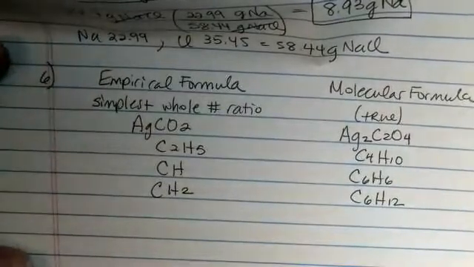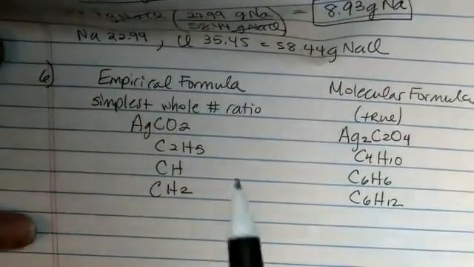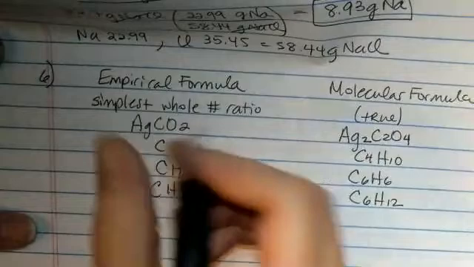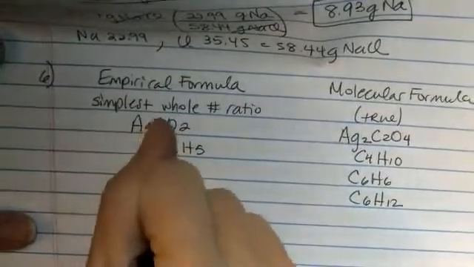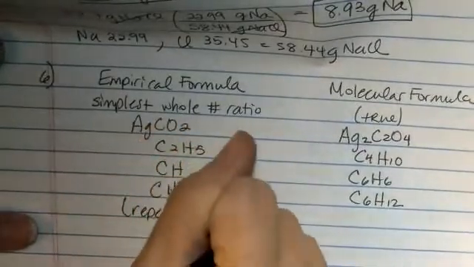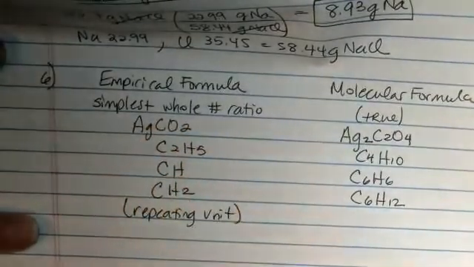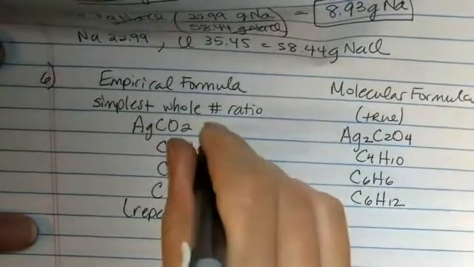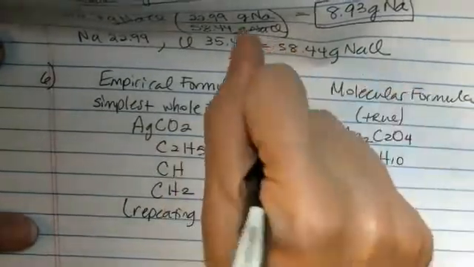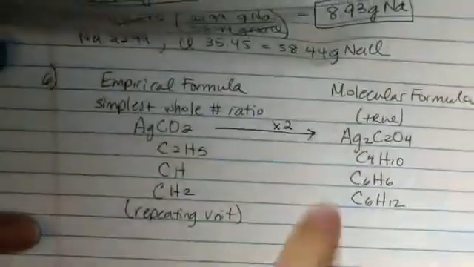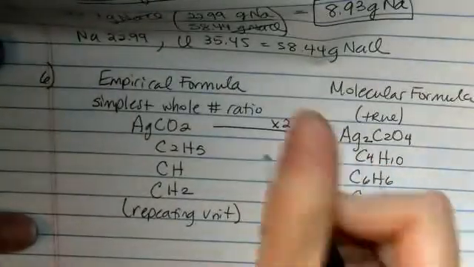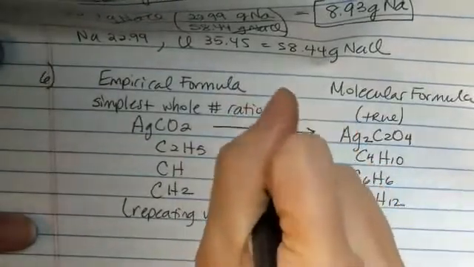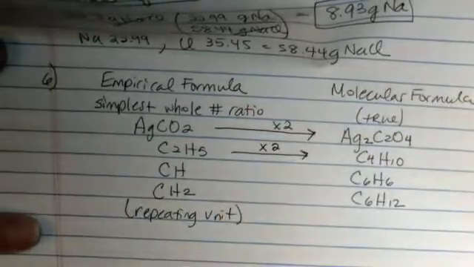So what I always kind of thought about is the empirical formula, I think of it as a repeating unit. And it will repeat a certain number of times until you make up the true compound. So like that AgCO2 would repeat twice to get to silver oxalate. The butane, the C2H5, would repeat twice to get to the real formula, which is C4H10.